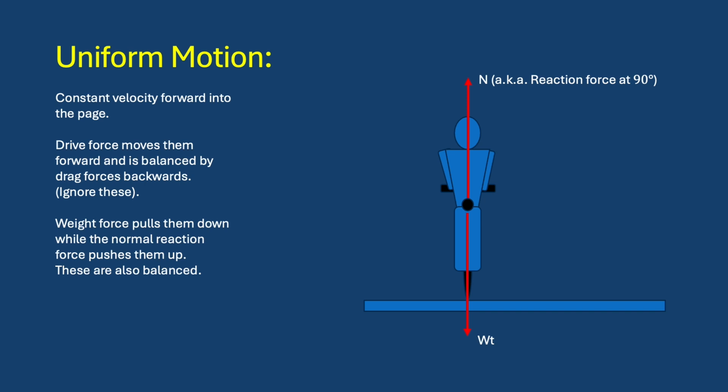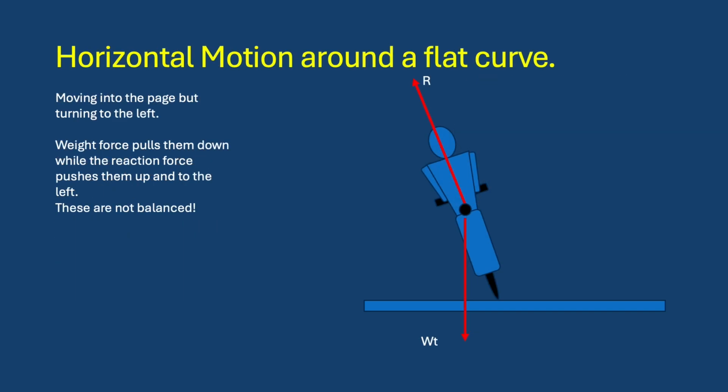Okay, now let's consider our cyclist is moving into the page, but we're going to have our cyclist now move in a circle to the left. As our cyclist moves in a circle to the left, still going into the page, we notice that the weight force doesn't change. It's the same magnitude, it's still straight down.